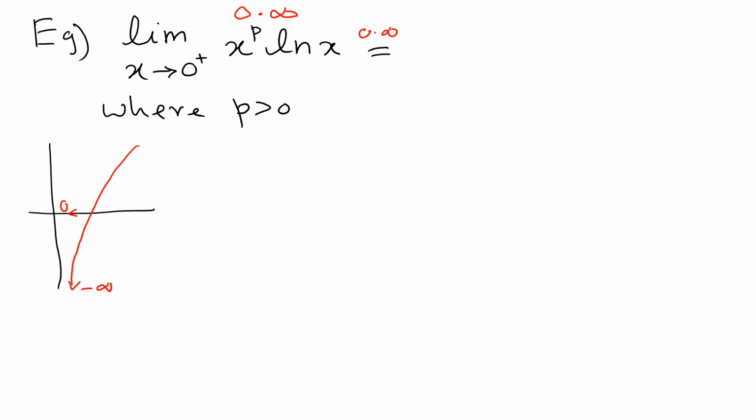So the easiest thing that we can do, with the limit as x goes to 0 plus, is divide the top and bottom by x to the p, so multiply by 1 over x to the p. When you divide the top, it cancels out. When you divide the bottom, you get 1 over x to the p.